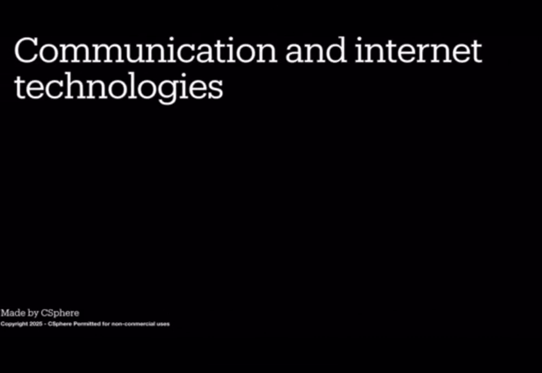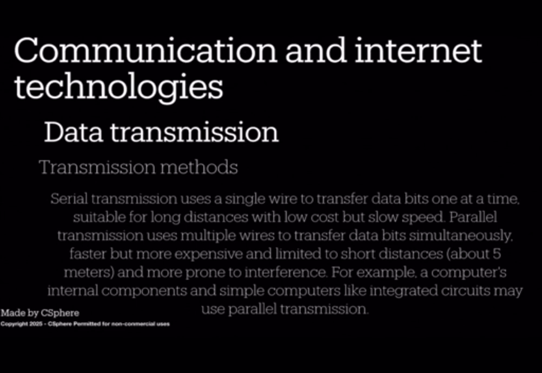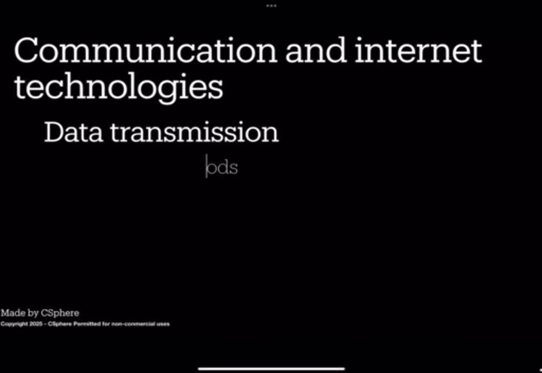Now, we are going to talk about the next chapter, communication and internet technologies. We are talking about data transmission, where we have different transmission methods. Serial transmission uses a single wire to transfer data bits one at a time, suitable for long distances with low cost but slow speed. Parallel transmission uses multiple wires to transfer data bits simultaneously, faster but more expensive, and limited to short distances, about 5 meters, and more prone to interference.